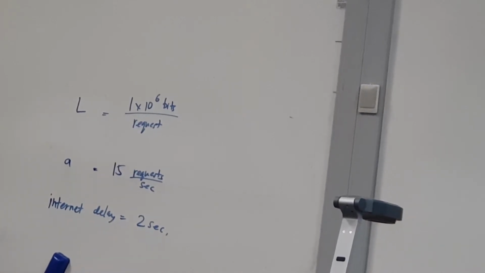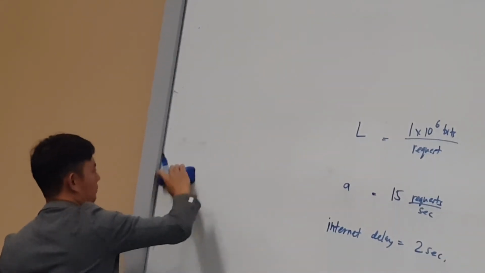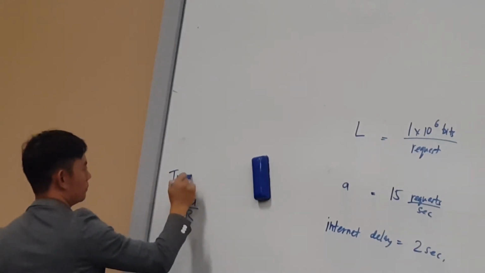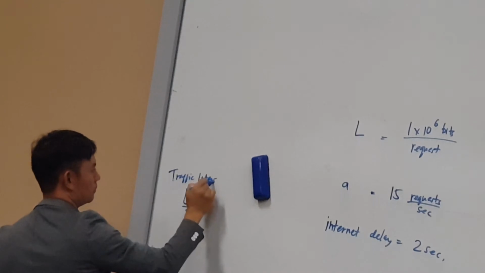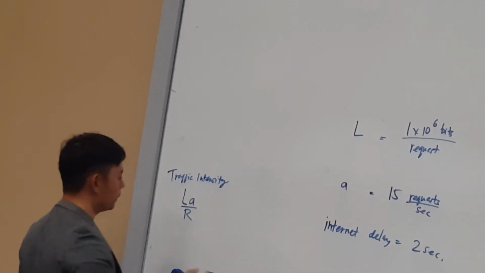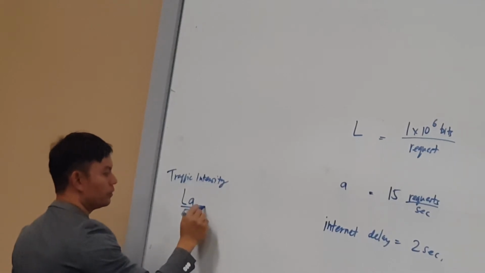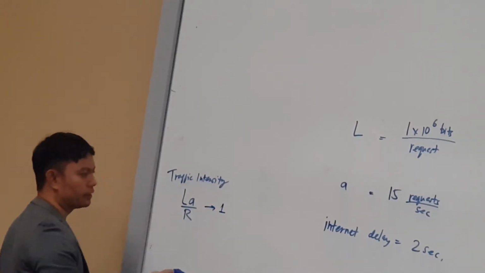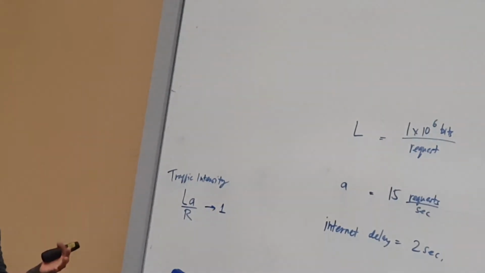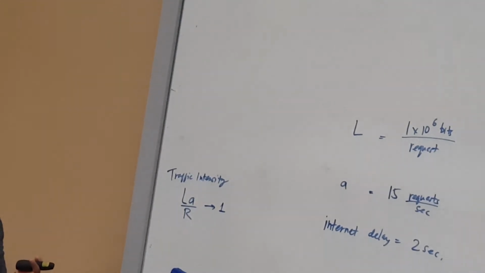And from our previous discussions, we found this interesting formula, LA over R, which is all about traffic intensity. That means we can put these parameters together, and we can estimate the traffic intensity. If the traffic intensity approaches 1, then it's telling us that eventually packets will be queuing up in the intervening routers, causing so much delay.